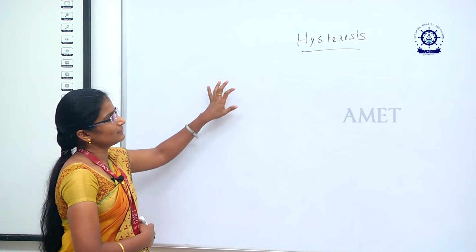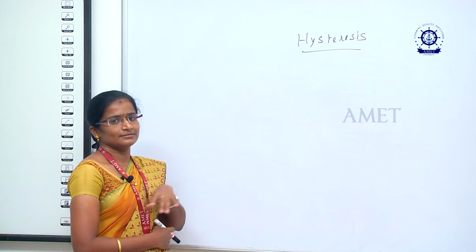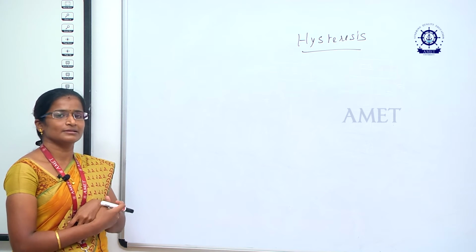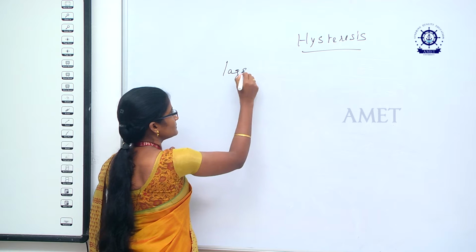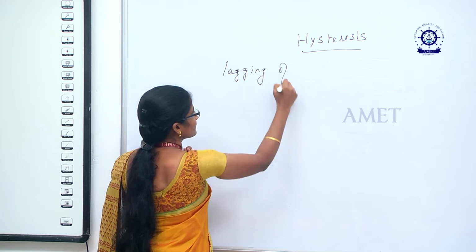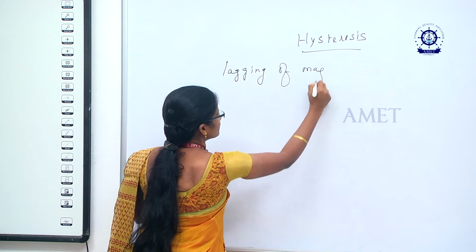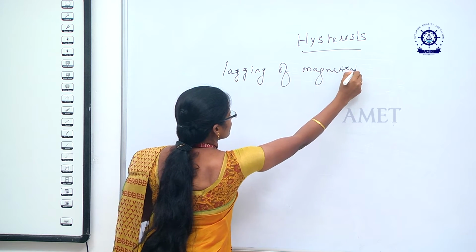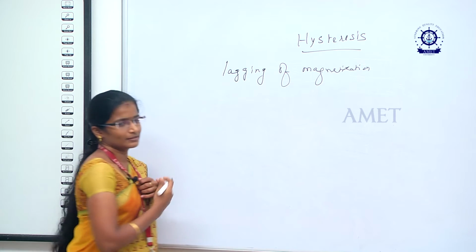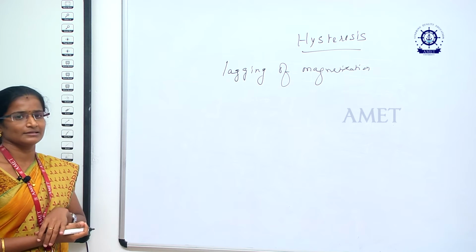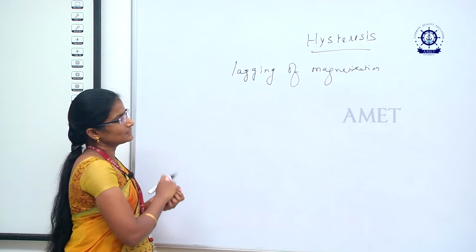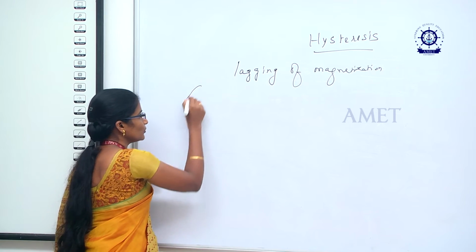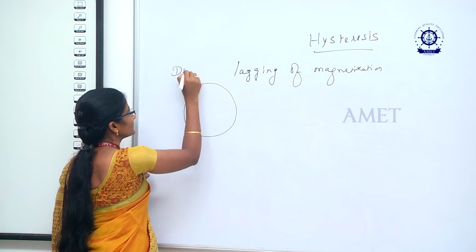Okay, then we can look at this hysteresis process. So what is meant by hysteresis? Hysteresis means lagging of magnetization. Lagging of magnetization, this is the meaning of hysteresis. Okay, so before we start this hysteresis process, we should know about the domain theory.